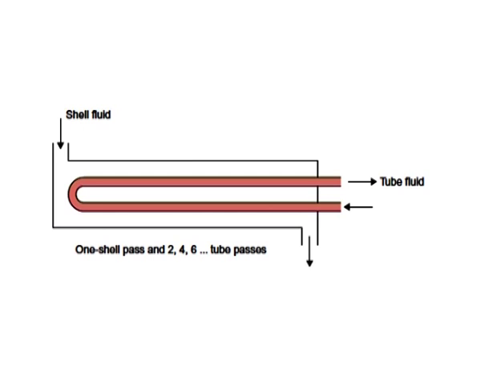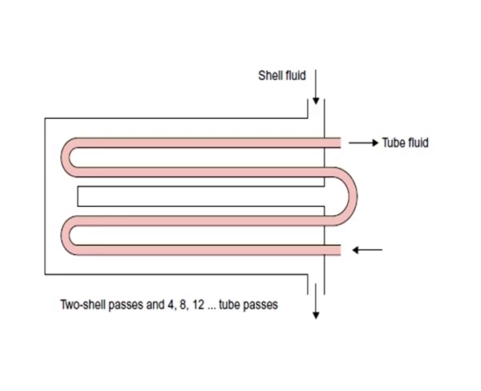Baffles located in the shell side allow the cross flow pattern. The figure shows a shell and tube heat exchanger. One or more tube passes can be accomplished depending on the design. The shell and tube heat exchangers shown in this figure are one shell pass with 2 tube passes and 2 shell passes with 4 tube passes.